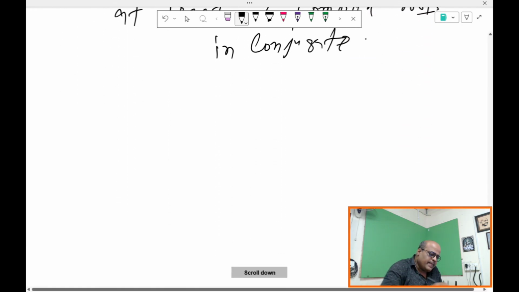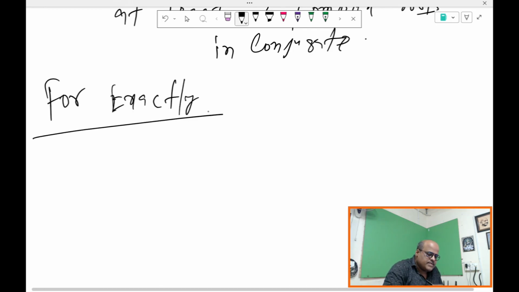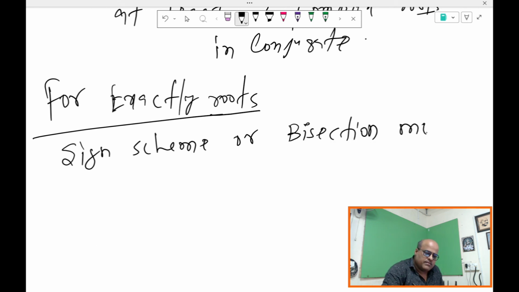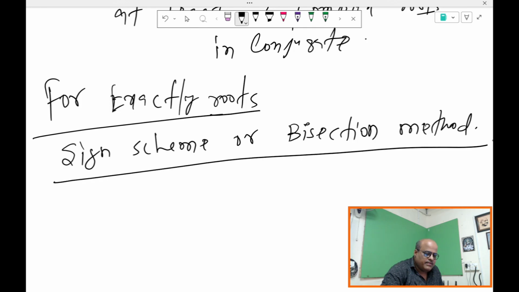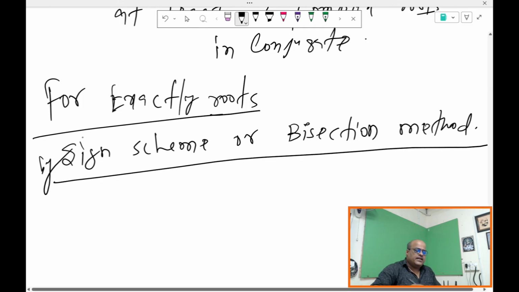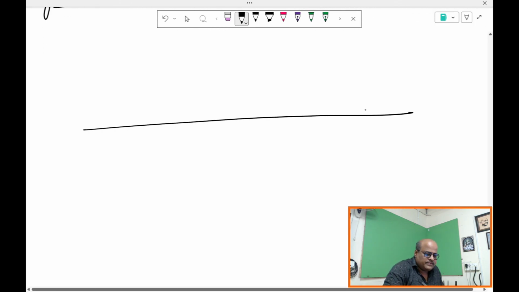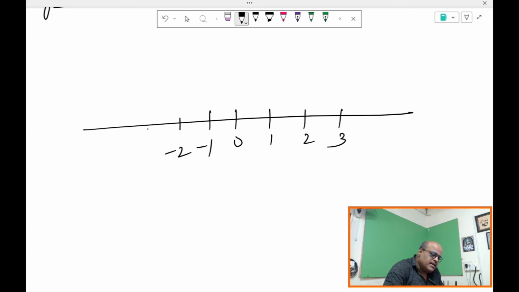So hereafter for the exact count we will go with the sign scheme method, or by numerical analysis concept, the bisection method. It's no problem, we will use the bisection method. Okay, so what is bisection? Nothing, just a real line only. You can use it before also. This is my target, I am teaching the method.